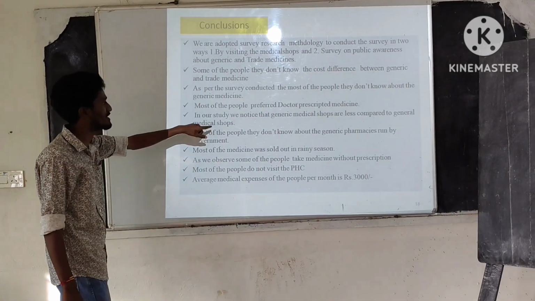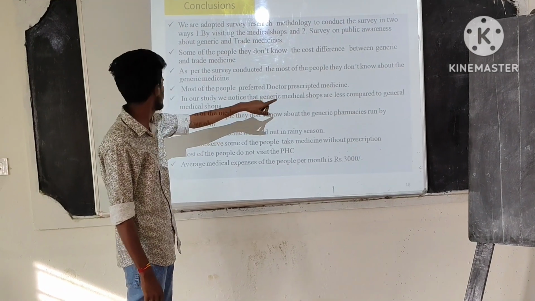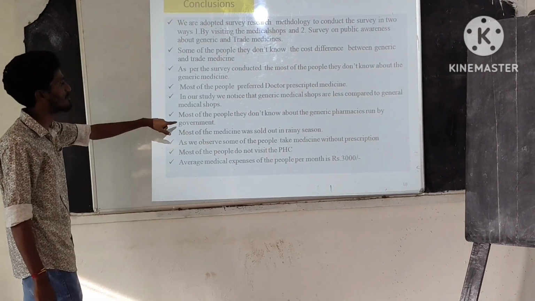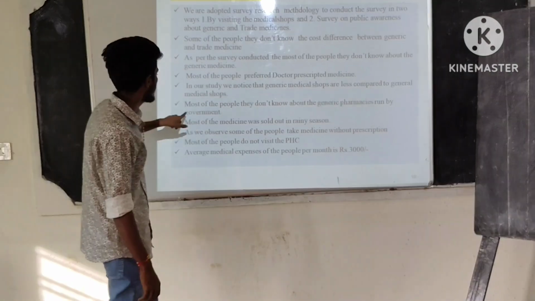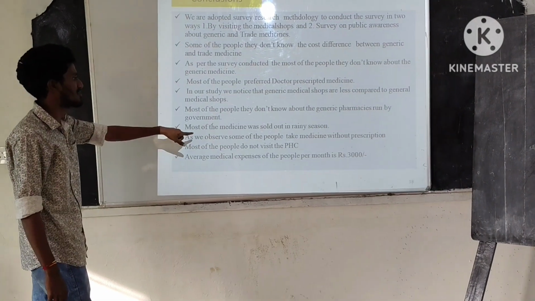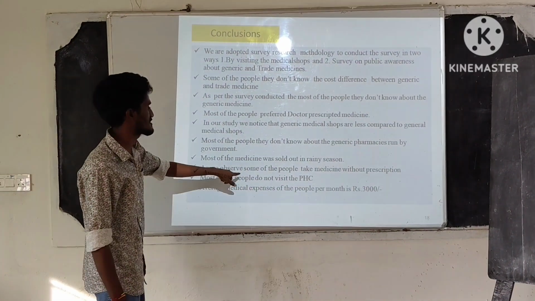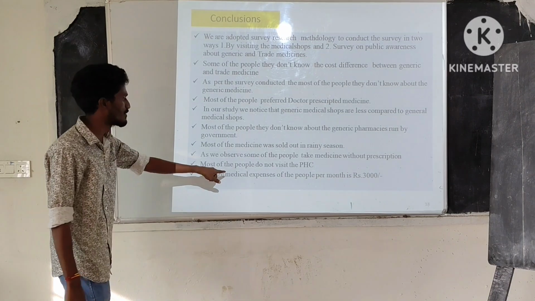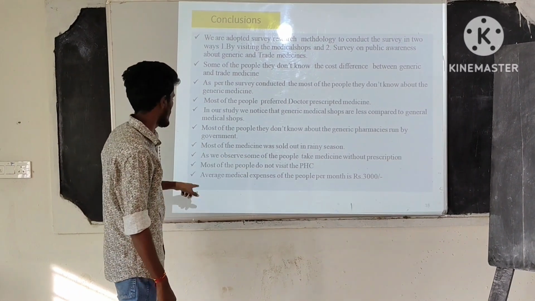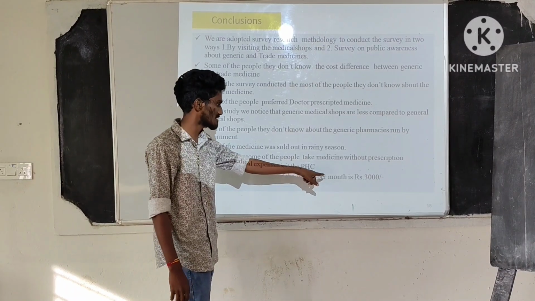In our study, we noticed that the generic medicine shops are fewer compared to the general medical shops. Most of the people don't know about the generic pharmacies run by government. Most of the medicine was sold in rainy season. As we observed, some of the people take medicine without prescription. Most of the people don't visit the PHC. Average medical expenses of the people per month is Rs.